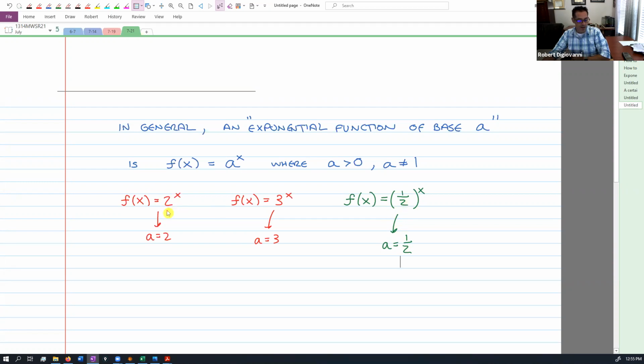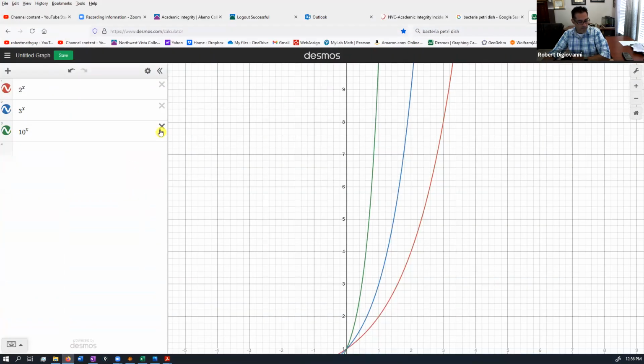I mean, we know what this looks like, right? 2 to the x, we graphed it. 3 to the x, we graphed it. I wonder what 1/2 to the x looks like if you graph it. Let me show you. Get rid of this one.